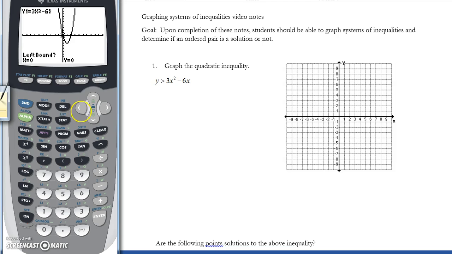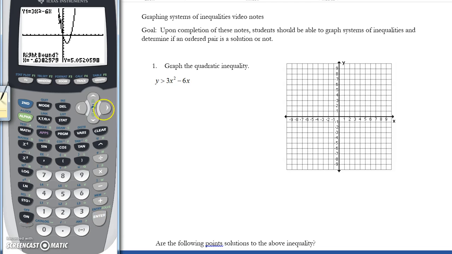Left bound, right bound is pretty easy. There's 2 ways to do it. I'll show you both ways. I can scroll and move this little cursor to the left. Now, that left arrow is left in x values or lower. The left bound is always a lesser x value than where you think your x-intercept is.